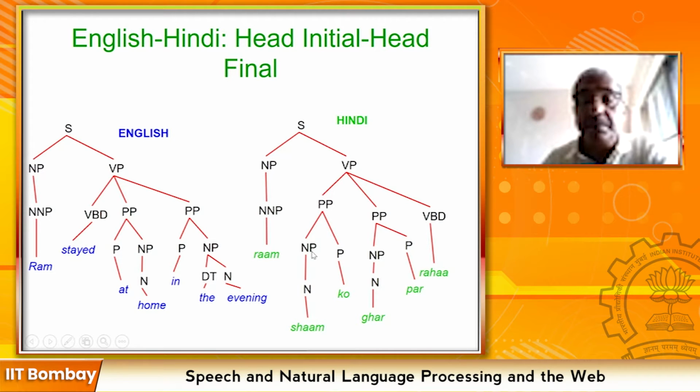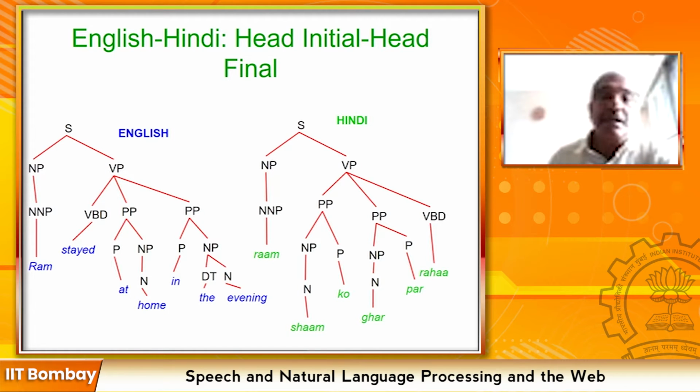So in PP, we find NPP. In English, PP was PNP. In Hindi, it is NPP. There has been an inversion. So sham ko, not ko sham. In the evening in English, in before, the evening later. Here, in or preposition ko is later, noun in the beginning. Sham ko. Ghar par, at home. At in the beginning, home later. Hindi, ghar par. Ghar in the beginning, par later. So you see, this is the notion of head final and head initial languages.